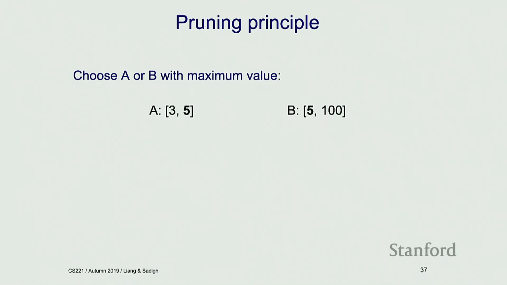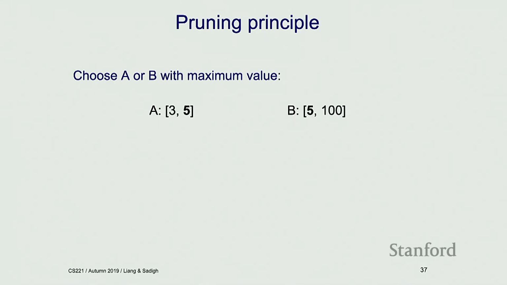Let's say that you want to choose between some bucket A and bucket B, and you want to choose the maximum value. You know that the values of A fall into 3 to 5, and the values of B fall into 5 to 10. So they don't have any intersections between each other. So in that case, you don't really care, if you're picking a maximum, right?